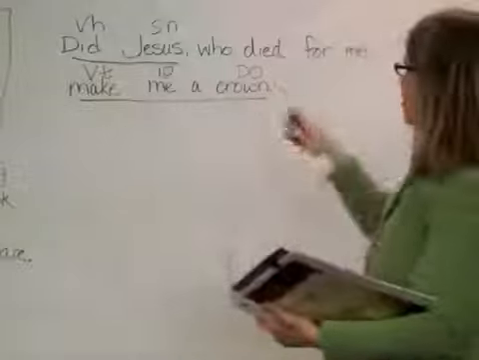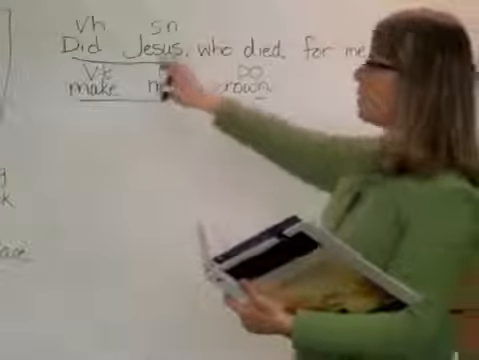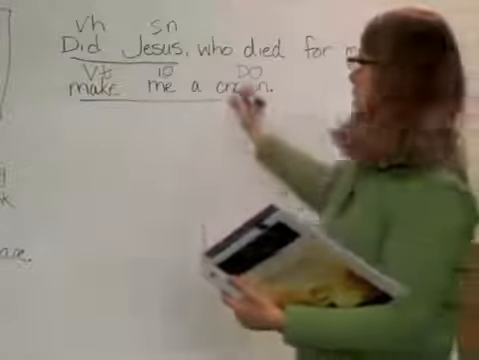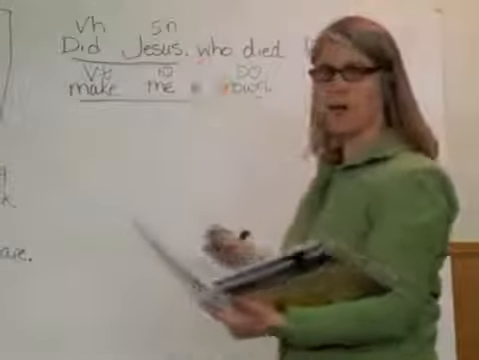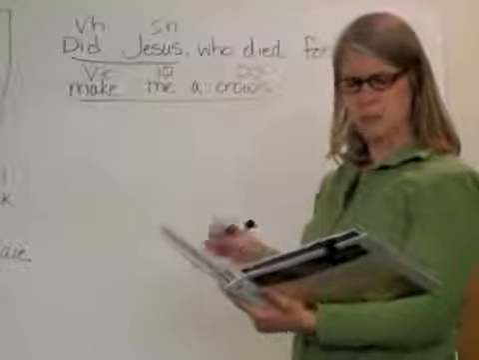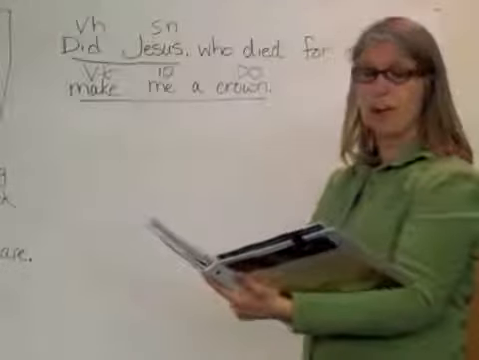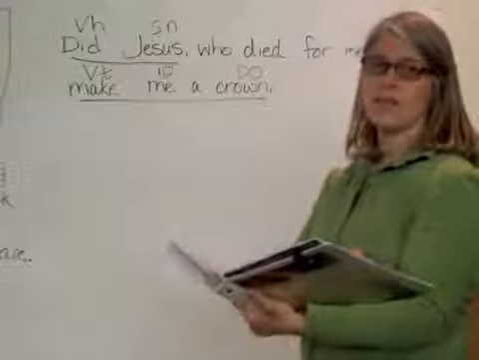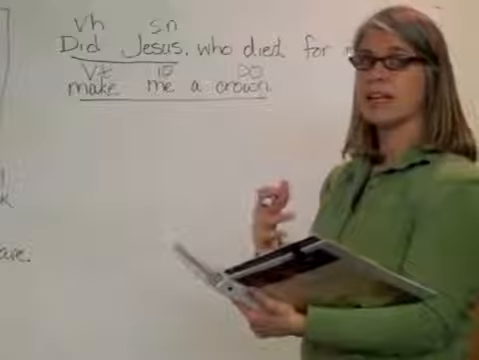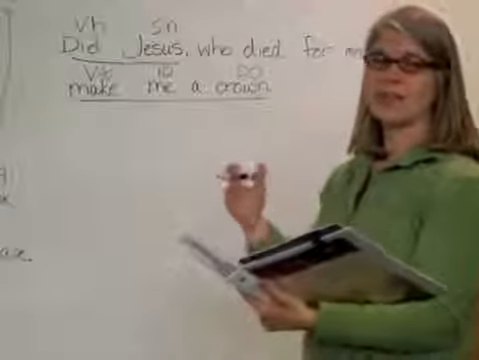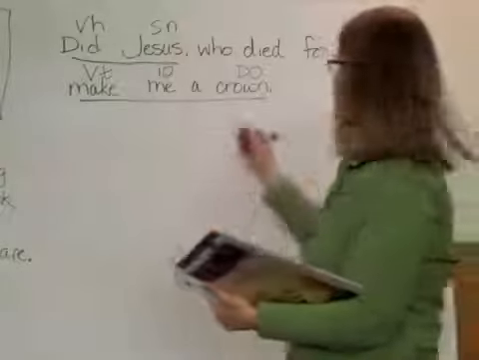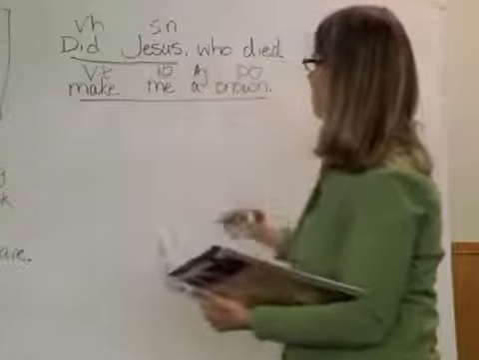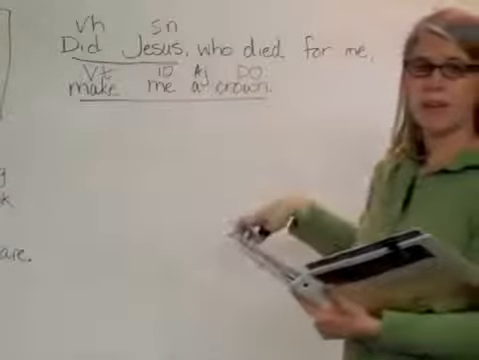Now, I ask my students, well, in my independent clause, what words have we not identified yet? This little word, a crown. Well, what question does that answer? In your teacher's manual, it says, which crown? And you can have a conversation. Well, what kind of words answer which? And that leads you to your adjective questions. So A is an article adjective. Now we have labeled everything in our independent clause.